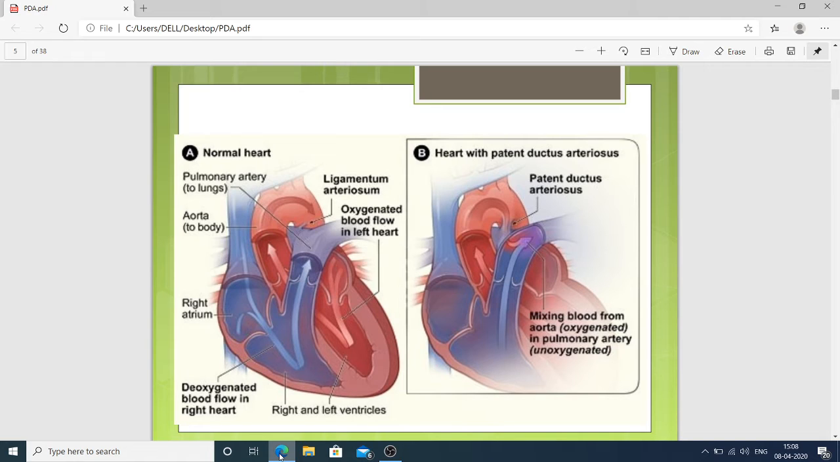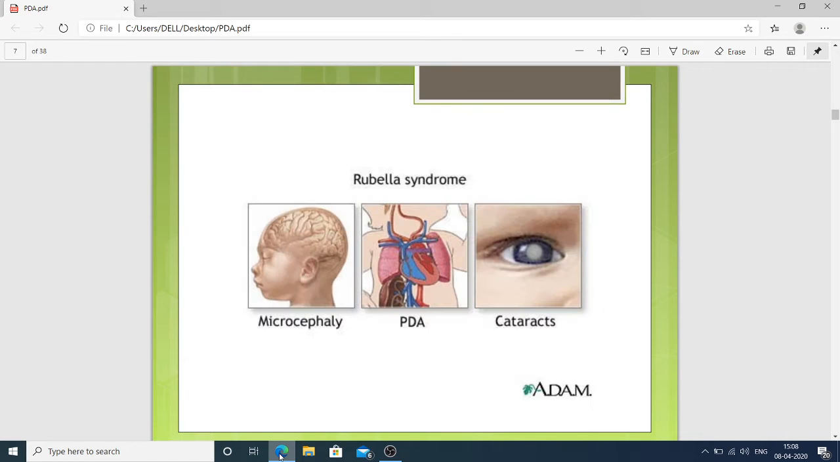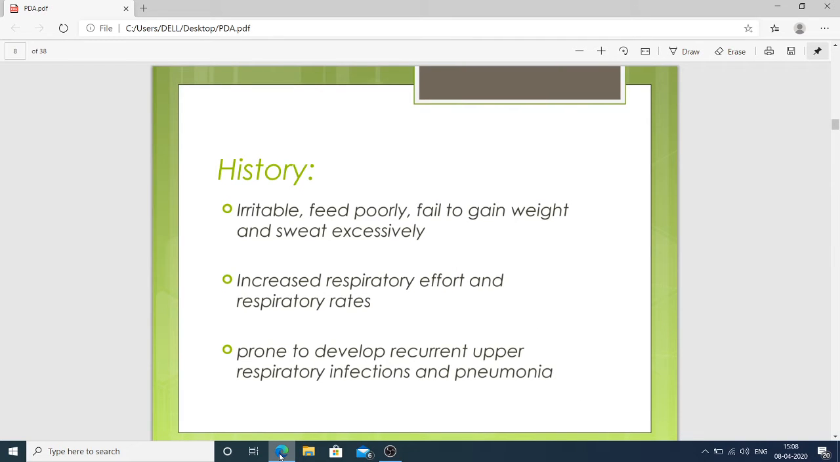Then when the aorta pours the blood into the pulmonary artery, the pulmonary artery again takes that blood and gives it to the lungs for purification. Here the pressure in the pulmonary artery increases and the lungs are also overloaded. After that, this is the exact positioning of the patent ductus arteriosus, which is normal in fetal circulation but abnormal after the birth of the baby. Okay. Then the next is history.